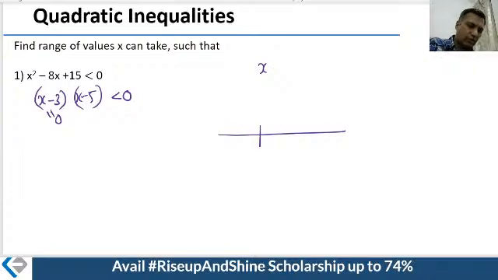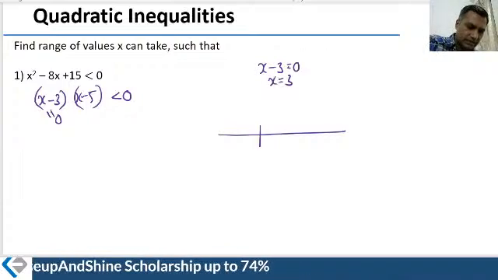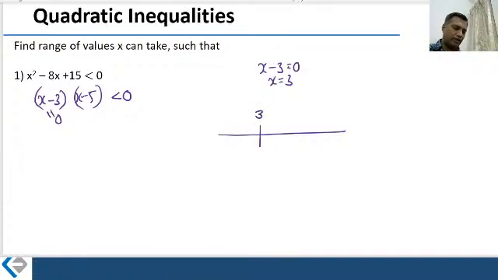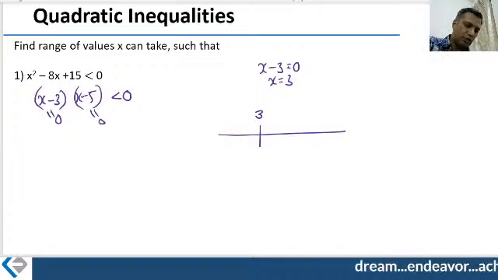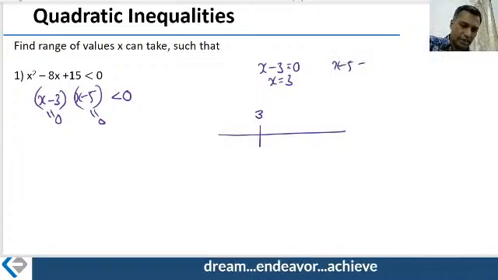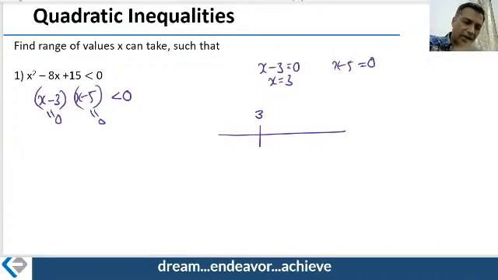Basically, what are the critical points? These are called critical points. You do this in your mind. x minus 3 is equal to 0. Therefore, the critical point is x is equal to 3. You write a critical point. Similarly, you equate x minus 5 to 0. What is the critical point? 5. Therefore, you say that 3 and 5 are the critical points.